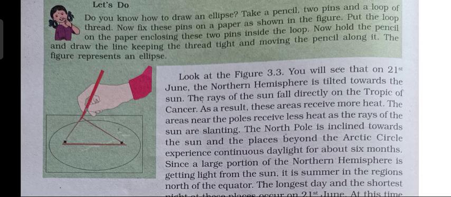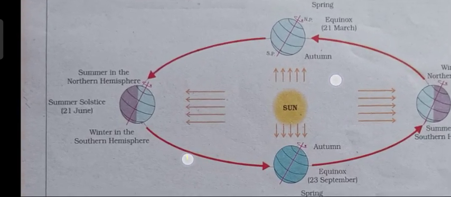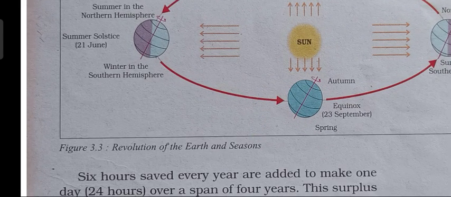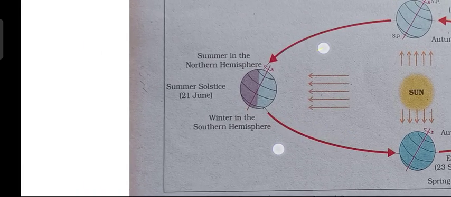Now, look at figure 3.3. You will see that on 21st June, the northern hemisphere is tilted towards the sun. So, children, let us see figure 3.3 first. So, this is figure 3.3, revolution of the earth and seasons. And children, here we are specifically talking about the position of the earth on the extreme left side. On the extreme left side, children, you can clearly see it is written 21st June. So, we are talking about this position of the earth on 21st June.